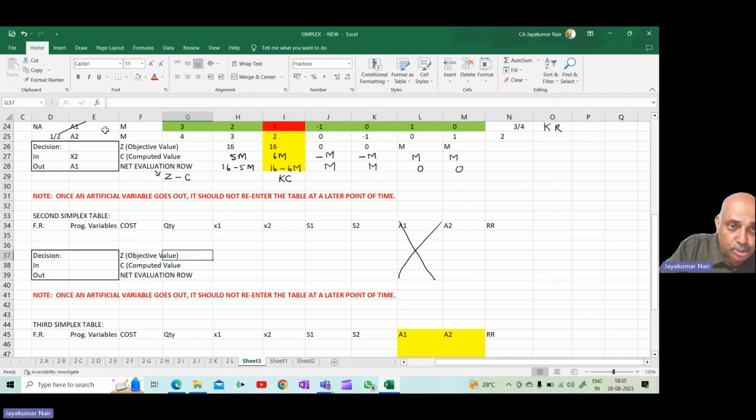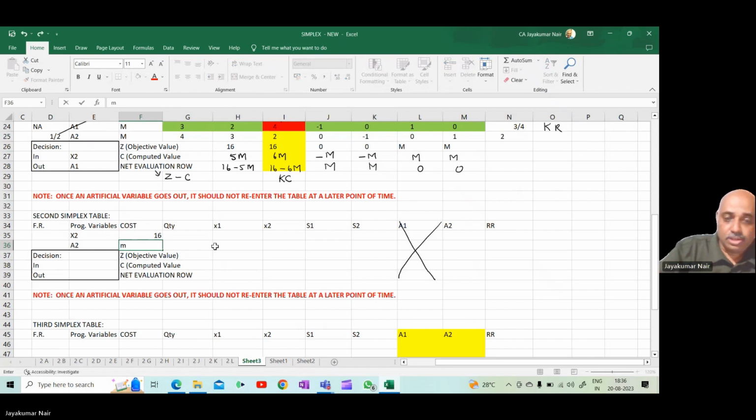So now I told you the order of the variables you cannot change. So it should be A1 and A2, but A1 will go out and in its place I should have X2. So what is X2? X2, what is the cost? X2 cost is 16 and A2 cost is M. So you know that M, you have to take it from the objective function. So 16 and this is M.